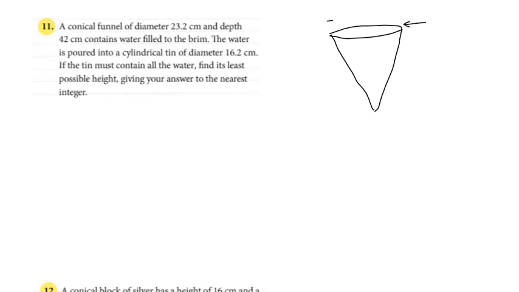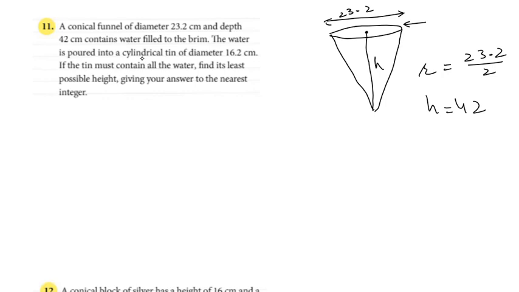Its diameter is equal to 23.2 centimeters. So its radius will be half of this, 23.2 divided by 2. Then we have given the depth 42, meaning from this point to this, which is the height of the cone. In general, we use h for height. So h is equal to 42 centimeters. The water is poured into a cylindrical tin. Let's find out the total volume of the water before reading the question ahead.